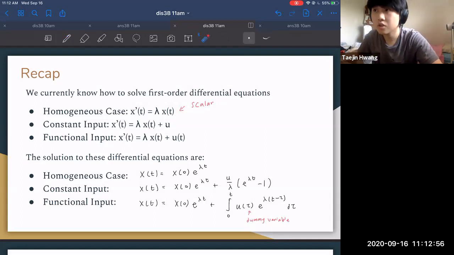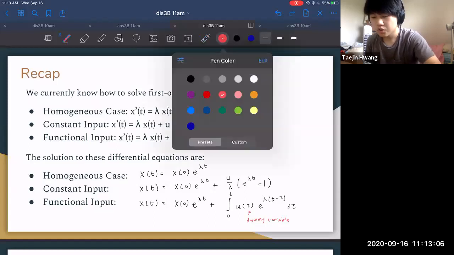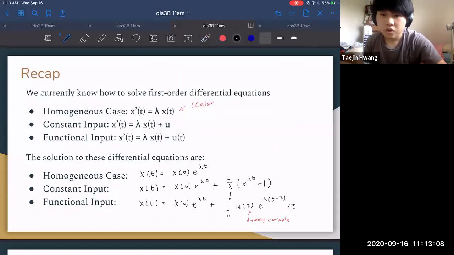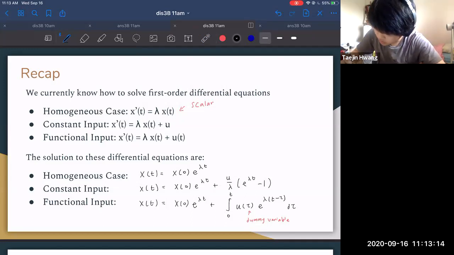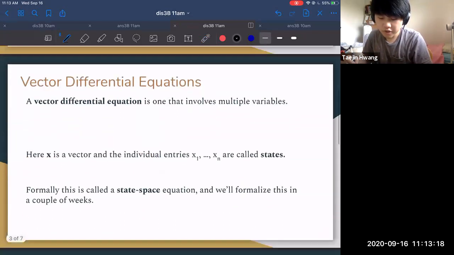All right, so any questions about the scalar process before we start talking about the vector differential equations? All right, if we don't have any specific questions, let's move on to the vector case.